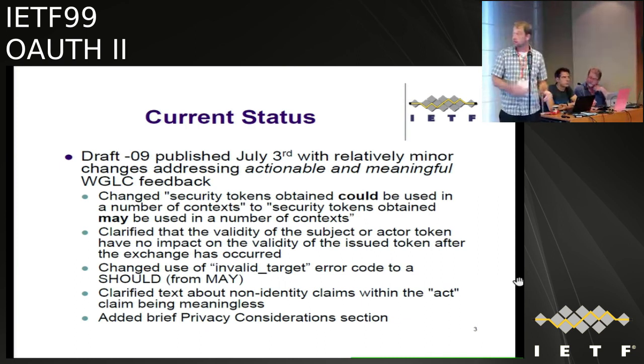But the things that we have changed based on that: changed one word from a non-normative can to may, just to try to clarify things. That was actually a result of his feedback. Added a statement clarifying that the validity of the subject token or actor token, the tokens you send in, their validity has no bearing on the validity of the token that's been returned outside of the context of the exchange. So they have to be valid when you exchange them, but there's no correlation implied thereafter. So once you have a new token, it's decoupled from the original token. That's always been the intent in the case. There was some wording out of working group last call feedback that asked to clarify that.